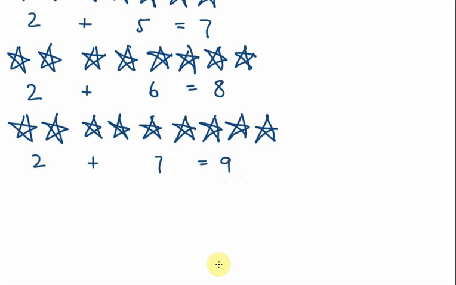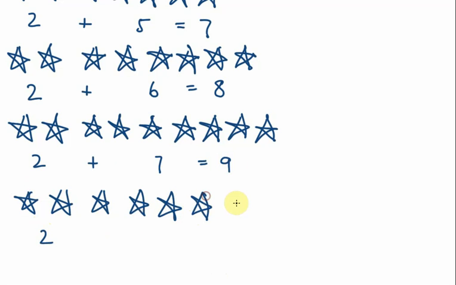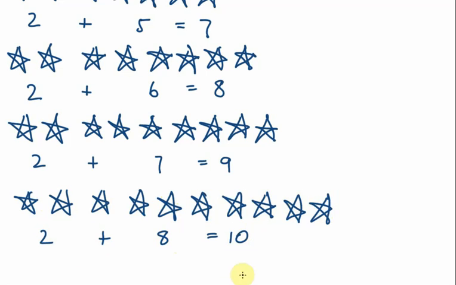Now let's take 2 stars and add them to 8. So 2, and we are adding 8 more stars. 1, 2, 3, 4, 5, 6, 7, 8. So 2 stars plus 8 stars. Let's count how many these are. 1, 2, 3, 4, 5, 6, 7, 8, 9, 10. So 2 plus 8 equals 10.